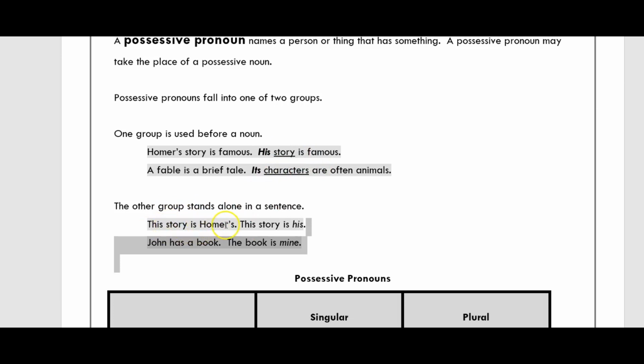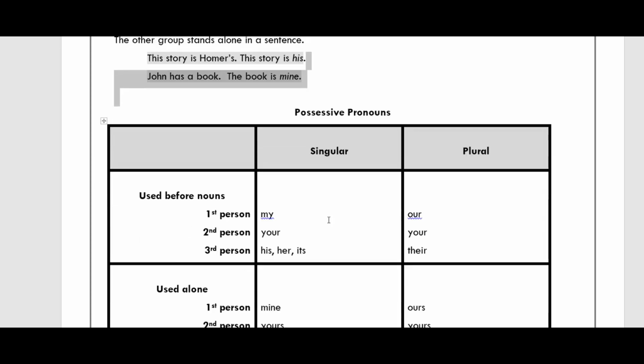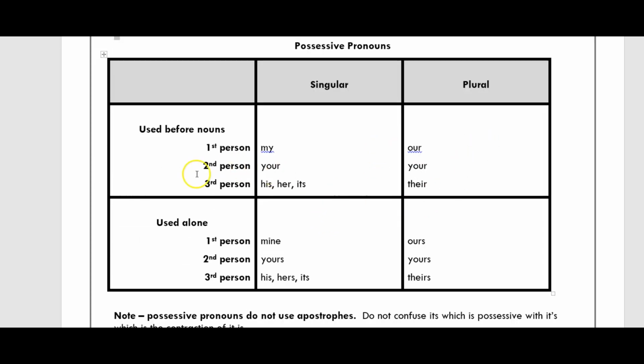So the story is Homer's, the story is his. So in this case, it is replacing Homer's and story. John has a book, the book is mine. Okay, so in this case, mine is replacing both my and book. It's my book, right? So here's how it breaks down in a chart.